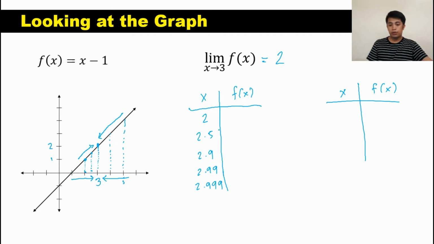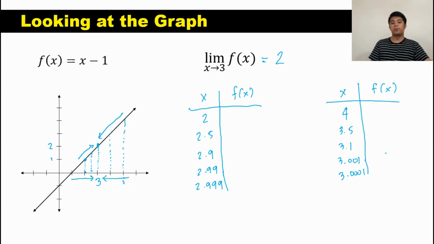Here in the second table, we can start at 4, since we move closer to 3 anyway. Then 3.5, 3.1, 3.001, and then 3.0001.